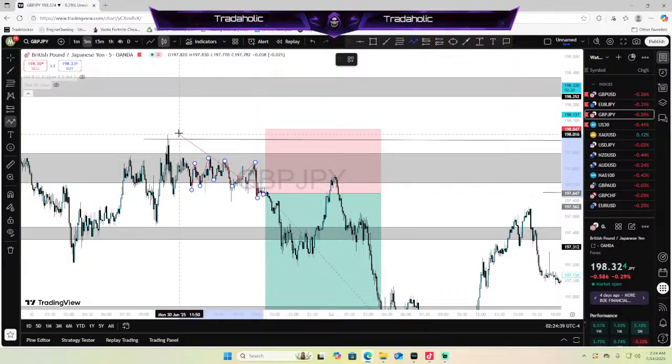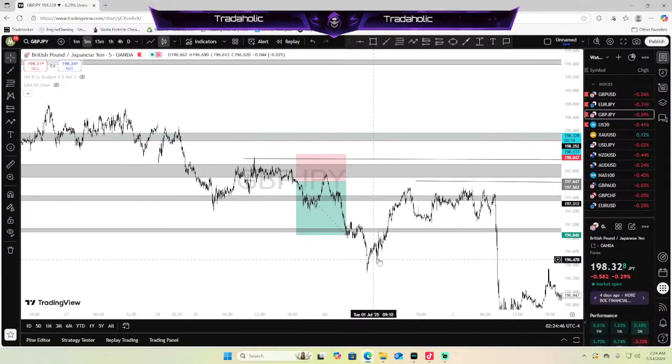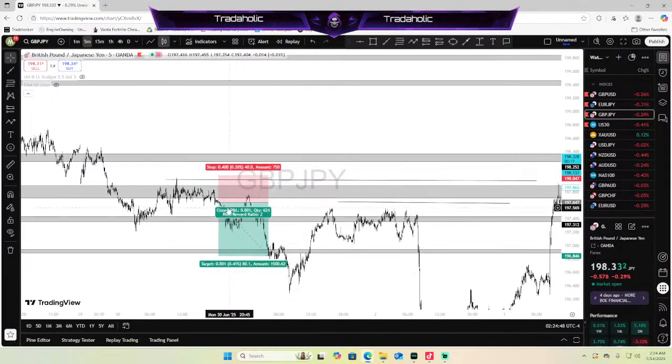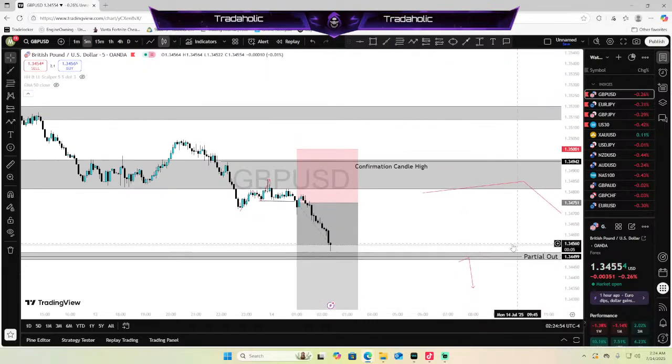I took my sell entry, stop loss above this overall high, and then I was looking to target the bottom of the range, which is all the way down here. Same thing. And price gave me this break, retest, and a continuation. That's all I take is break, retest, and continuation, bro. Win or lose.